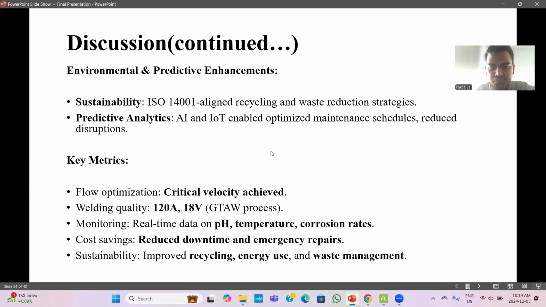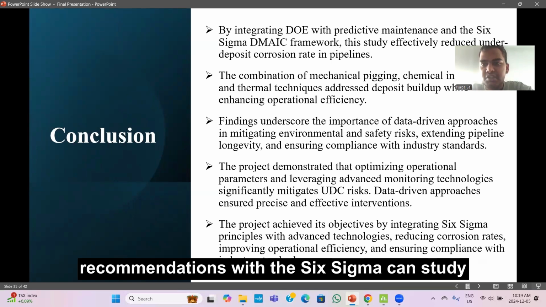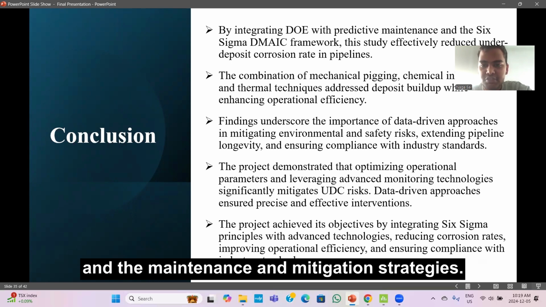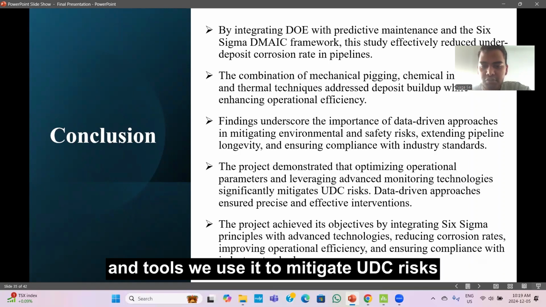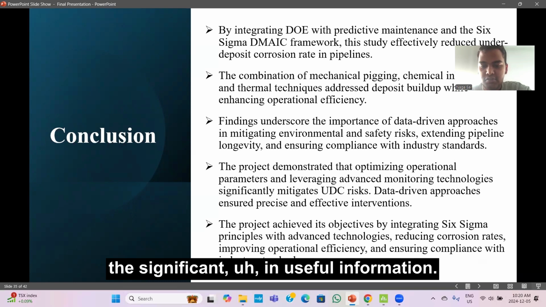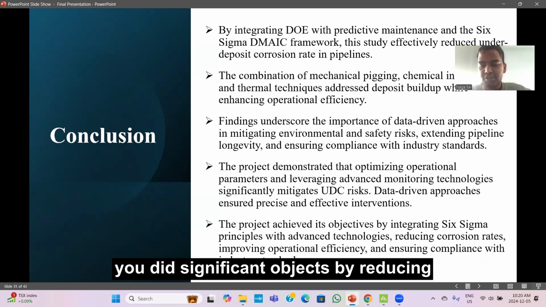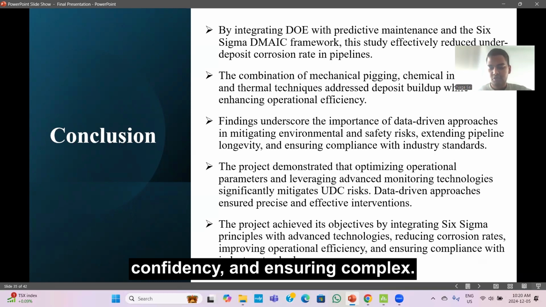To summarize and conclude: with this project, the recommendations with Six Sigma can study the effect of the under deposit corrosion rate and their maintenance and mitigation strategies. We demonstrated the advanced technologies and tools we used to mitigate UDC risks, and data-driven methodologies to extract significant useful information. Finally, to wrap up, the project achieved its significant objectives by reducing corrosion rate, improving optimization confidence, and ensuring compliance.